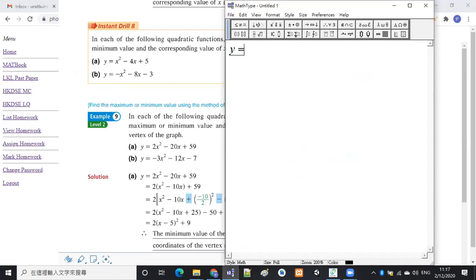Part B. So y is equal to negative x squared minus 8x minus 3. And then this time the a is equal to negative 1. So we need to take out the negative 1 from the first two terms. So it becomes x squared plus 8x. And then just copy the constant term at the end.